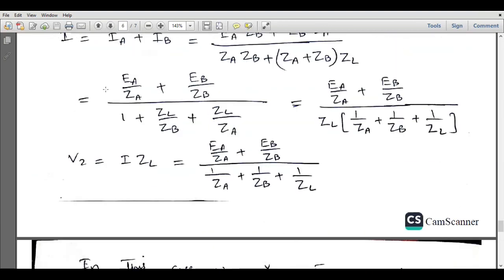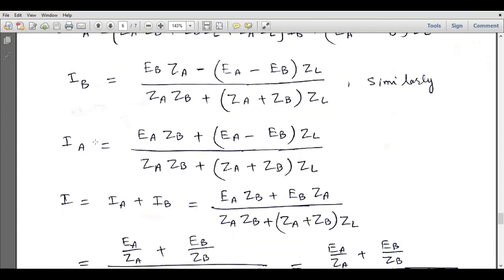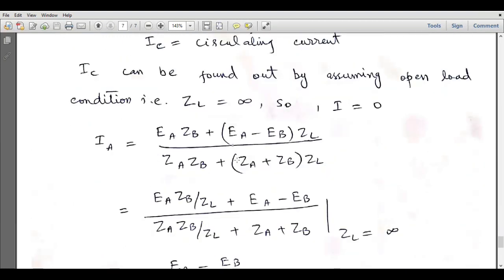We can calculate the circulating current IC by assuming ZL equal to infinity in this expression. When we put ZL equal to infinity in this I load expression, it will become 0. If we put ZL equal to infinity in the IA and IB expressions, then we will have to calculate these two currents by using the limits. So I have written IA over here again. This is the expression for IA, and we will have to equate ZL equal to infinity, so we will divide both the numerator and the denominator by ZL.